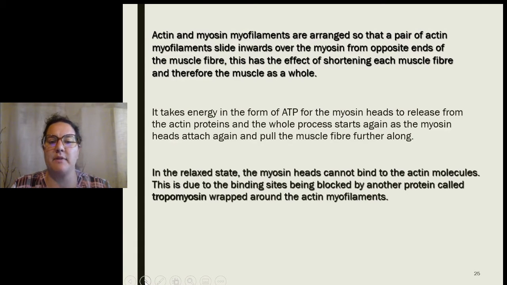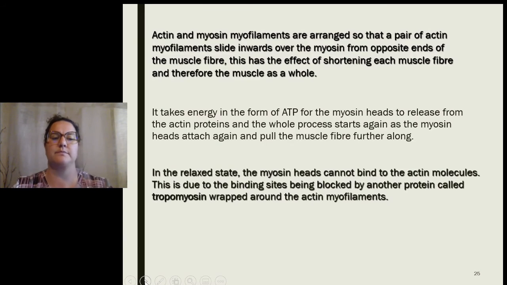Actin and myosin myofilaments are arranged so that a pair of actin myofilaments slide inwards over the myosin from opposite ends of the muscle fiber. This shortens each muscle fiber and therefore the muscle as a whole. Now, this all takes energy in the form of ATP, because the myosin heads need this to release from the actin proteins, and the whole process starts again as the myosin heads attach again and then pull the muscle fiber further along.